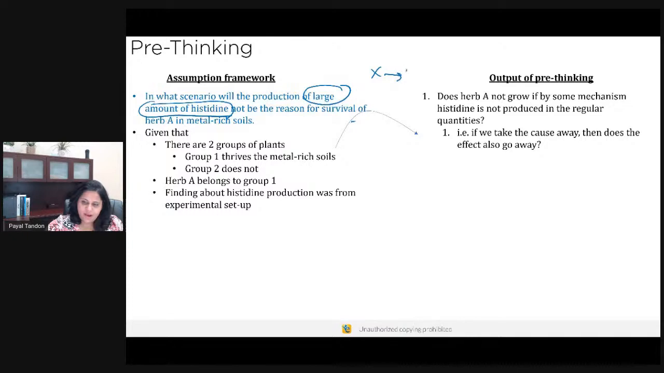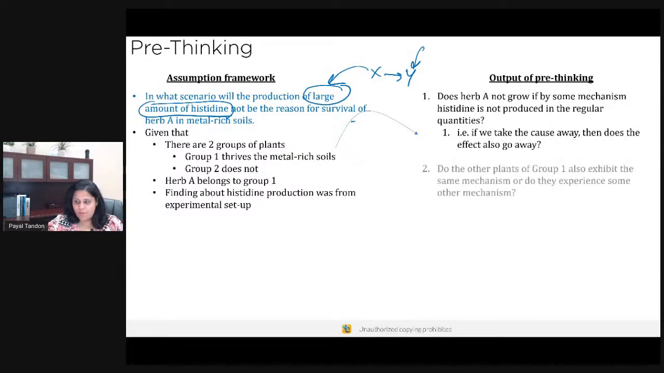X leads to Y, where X is large amounts of histidine. What if I take X away? Then will Y still be present? That is what my first pre-thinking is. Okay. Now, my next pre-thinking, what could it be?